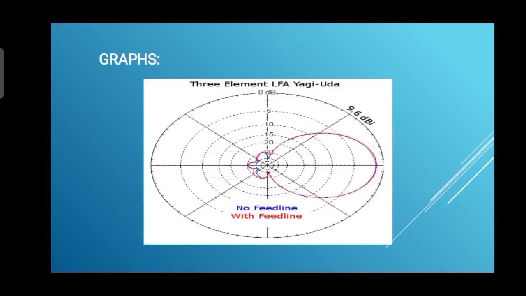So here's the graph of the Yagi antenna. If you can see, there are two graphs, the blue line and the red line. The blue line represents the no feed line, while the red line represents the with feed line. There is a slight difference, and the graph with feed line is slightly larger than the no feed line.